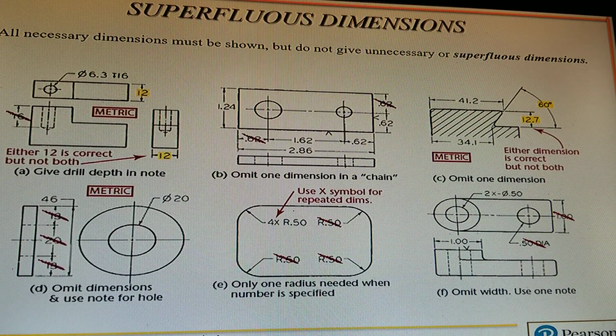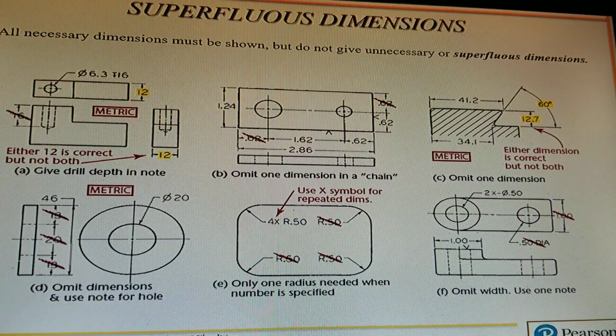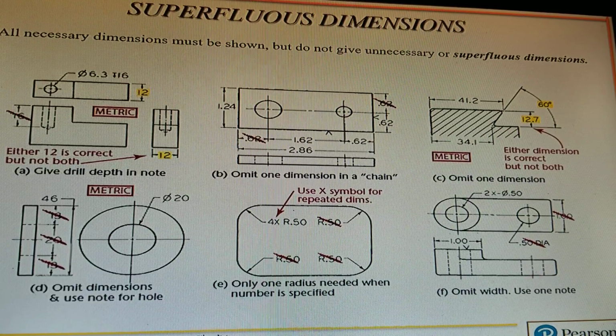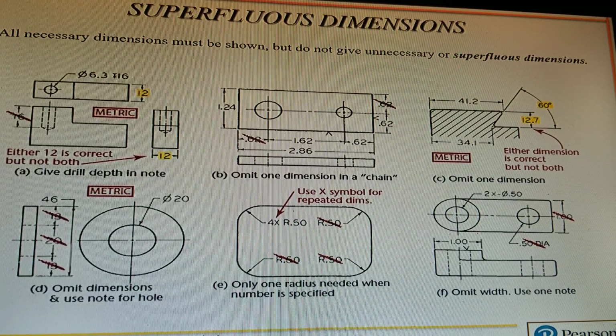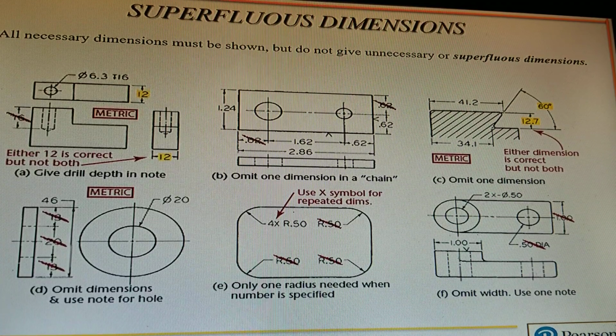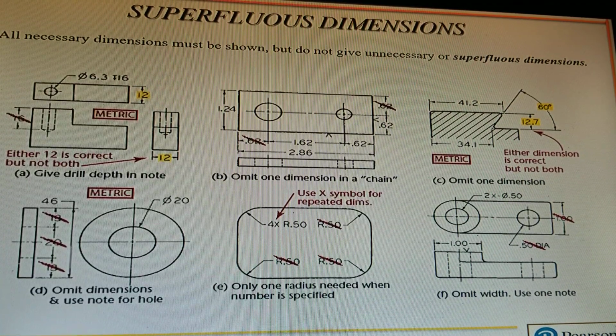Okay, all necessary dimensions must be shown, but do not give unnecessary or superfluous dimensions. I'll get that word out in a minute. What they're really talking about here is you want to give all the dimensions that are necessary to make a part, but you do not want to duplicate or put dimensions on there that will confuse the reader. So you've got to be really careful about over dimensioning a part.